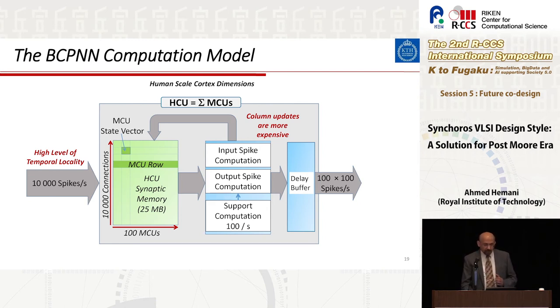And the column updates are more expensive because row updates are easier. You fetch a complete page from a DRAM. To read a column, you have to read many pages and extract a small part of each. So the column updates are very expensive. And the other thing is that there's a very high temporal locality. If a row is hit, there's a very high probability that in the next few milliseconds it will be hit many times more. So both of these are known facts.